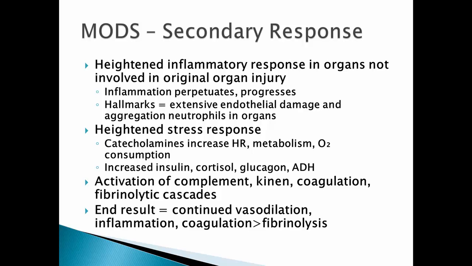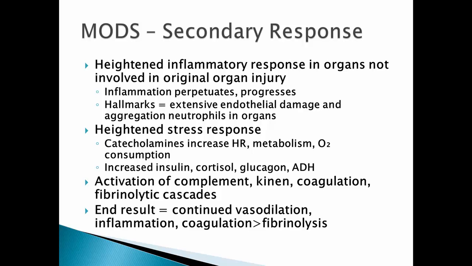But this is now happening in organs that are not involved in the original organ injury. So this inflammation is continuing to perpetuate, and it's progressing. So when we look at that, the hallmarks of this second hit, or the secondary heightened inflammatory response, is extensive endothelial damage, and you're going to see the aggregation of neutrophils in organs. Just remember, these are organs that aren't involved in the original injury.